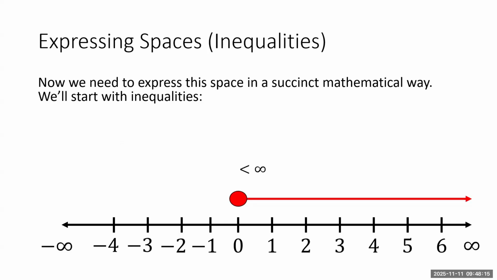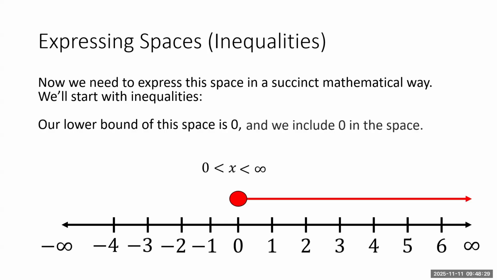So now we're going to express this space in a succinct mathematical way. We'll start with inequalities. The lower bound of our space is 0. So we have an inequality saying 0 is less than or equal to x, which is less than infinity. And we include 0 in that space. So now we put a line under the inequality symbol to the left of x. And now we have 0 is less than or equal to x, which is less than infinity.